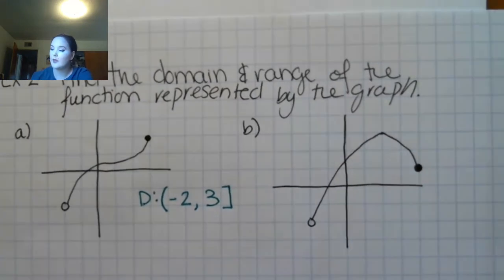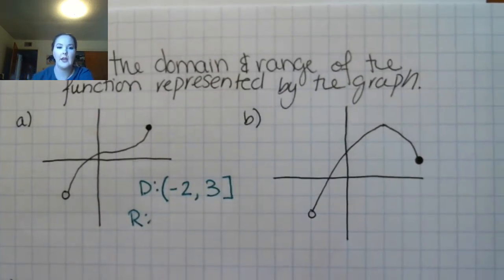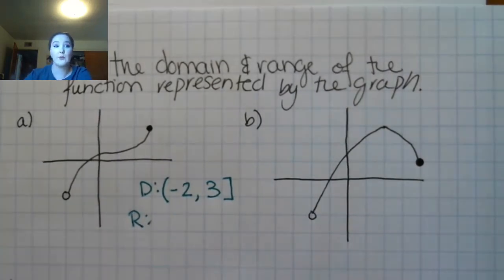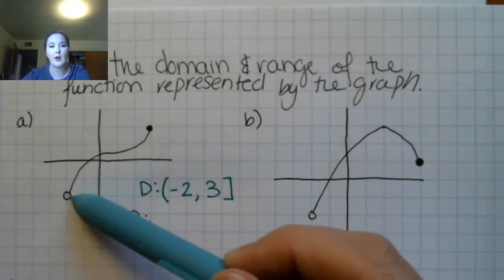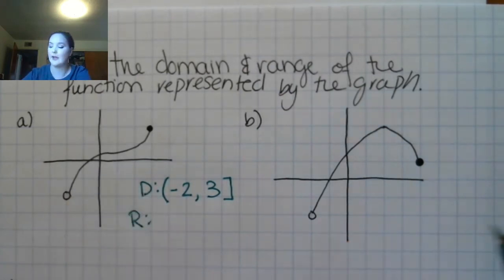Okay. We're going to do something very similar for the range. So when we're looking at the range, that's y values, so we're going to look up and down on the graph. So we're going to start at the bottom of the graph, which is here, the lowest point of the graph, and that's at -2.